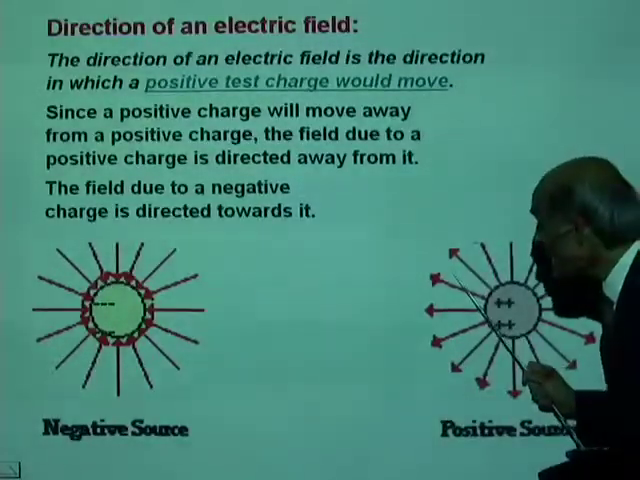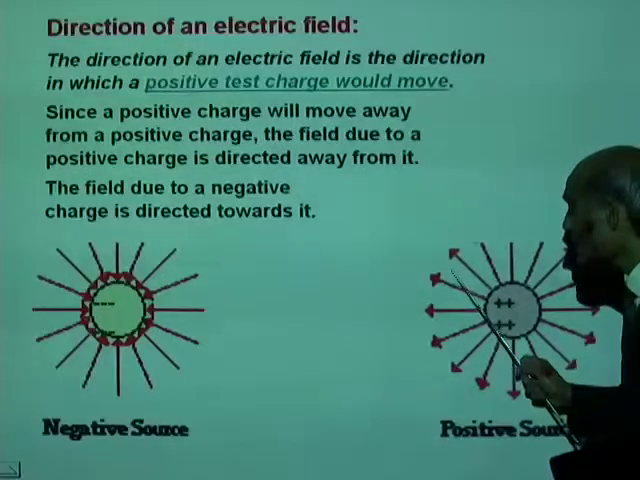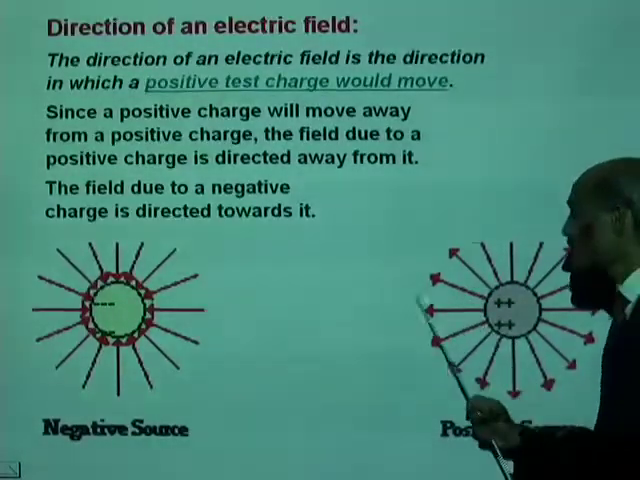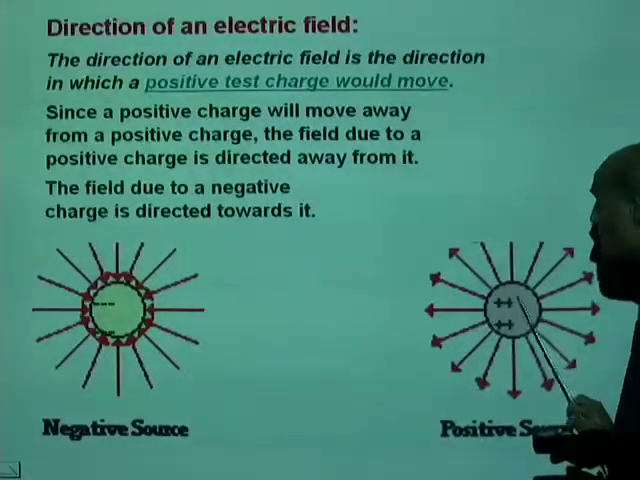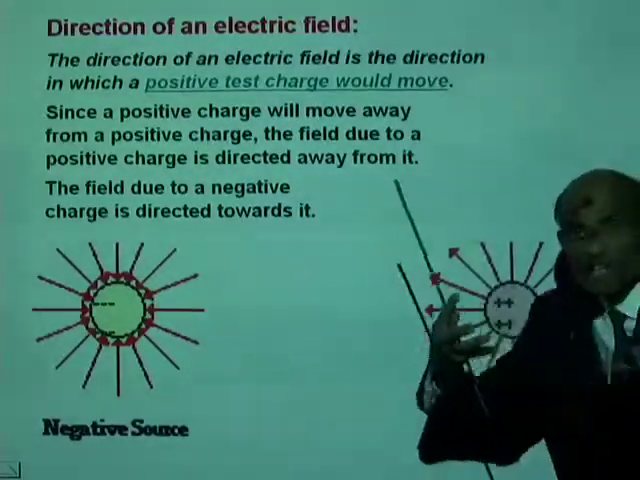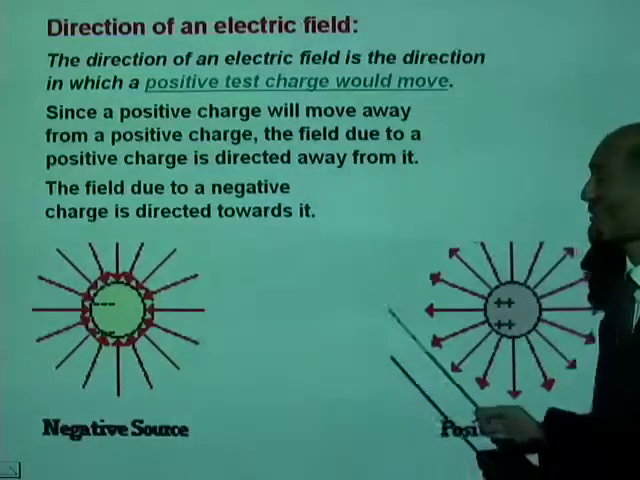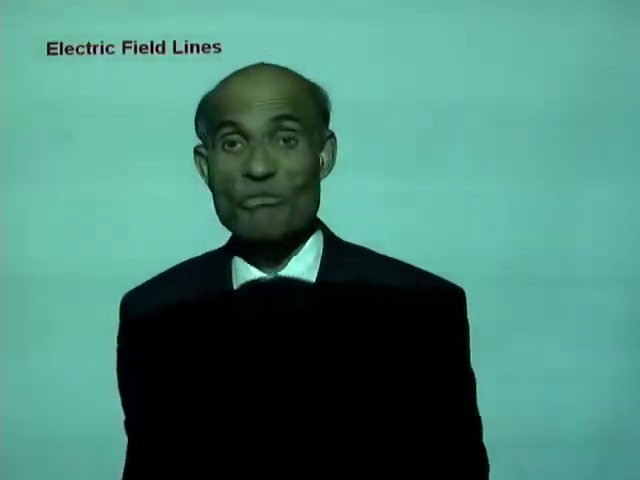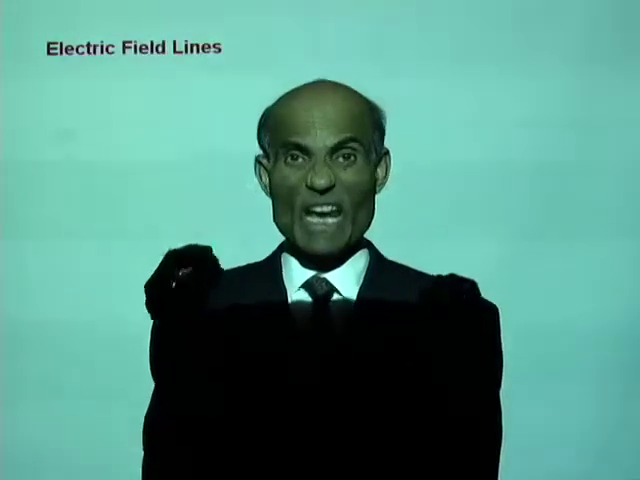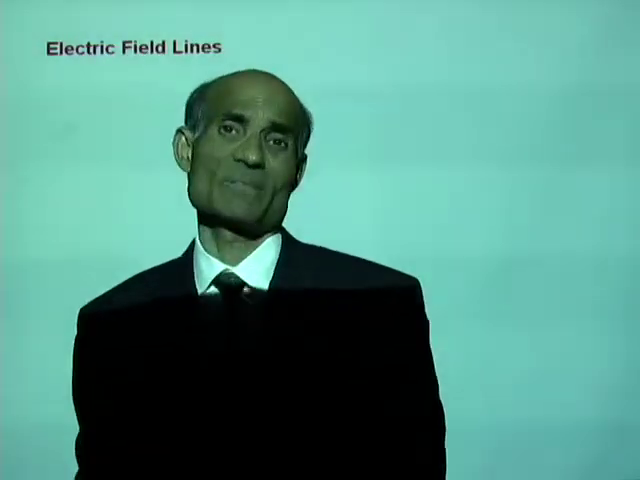If I place a positive test charge anywhere here, it will be repelled away. That means the electric field due to a positive charge diverges from the positive charge. Let's now talk about electric field lines. Once you understand how the direction of the electric field is defined, we can now understand electric field lines.